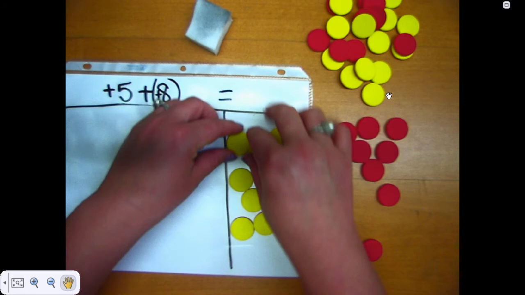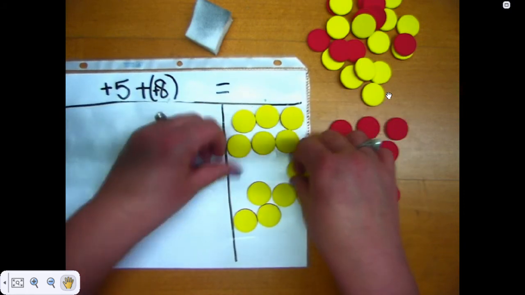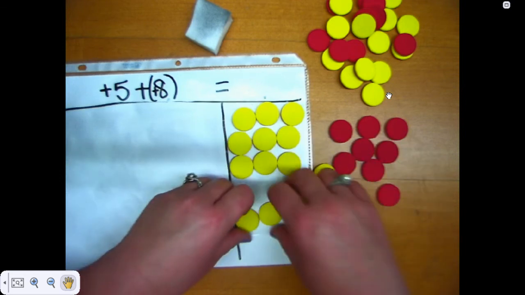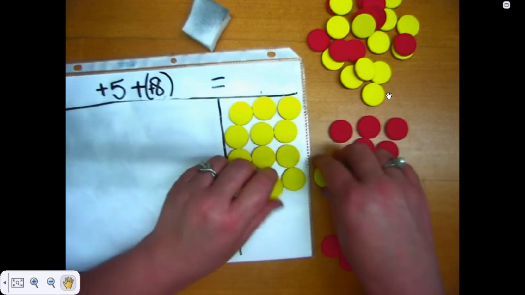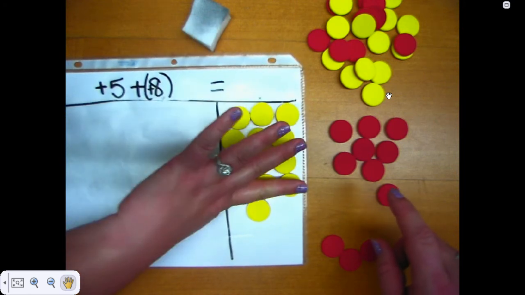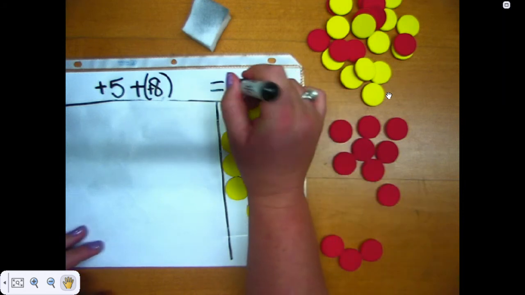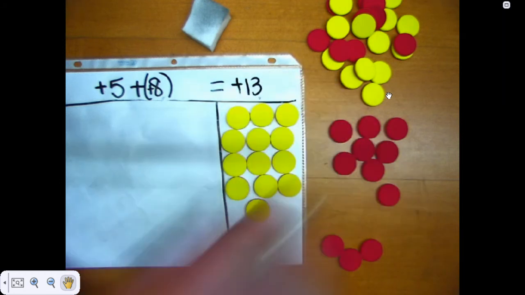Now I have all the same color, and I can push them to the equal side. I'm going to make sure they're lined up just so they're easier for me to count. So now I have 3, 6, 9, 12, 13. And they are all yellow, so my answer is positive 13.